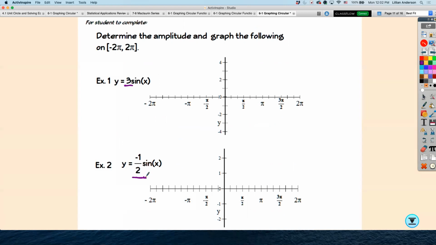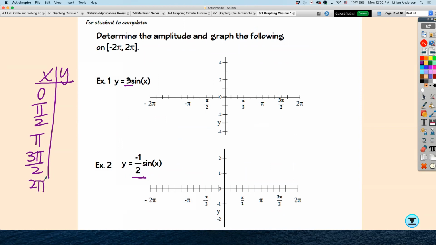It affects your y's. And so as we talked about last week, your x's are your angles, your big 5 of 0, pi over 2, pi, 3 pi over 2, and 2 pi. Your y's are the sine, in this particular case, of each of those angles, which is 0, 1, 0, -1, and 0. So for example 1, we're not going to actually graph this all the way out. We're just going to create the table.